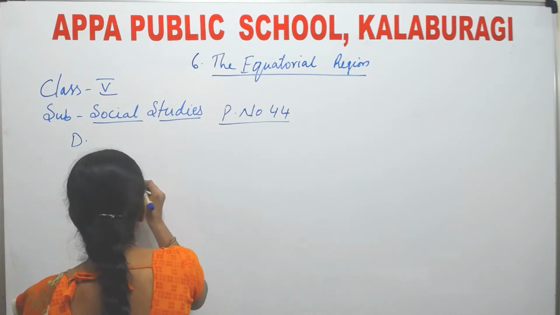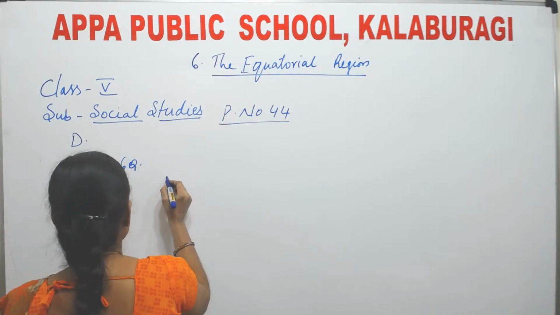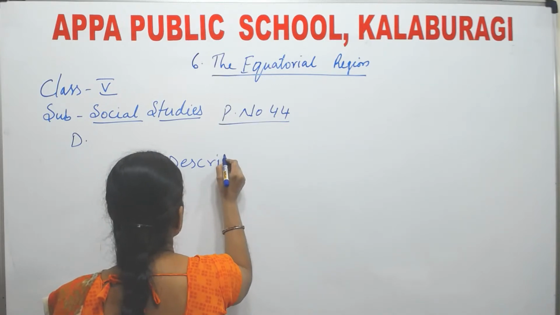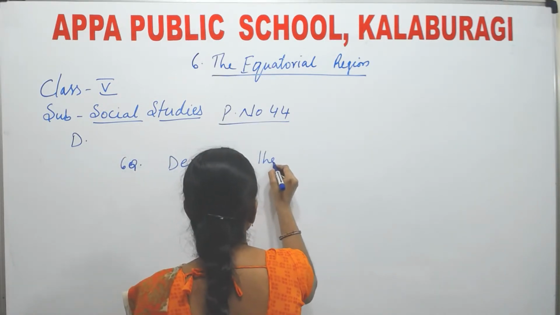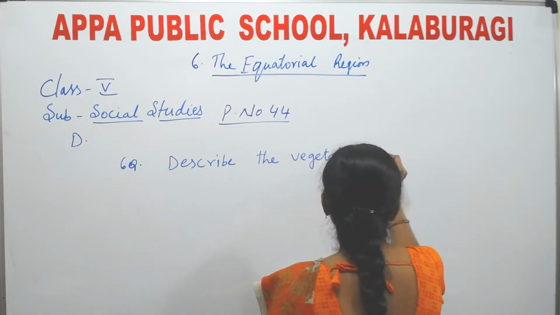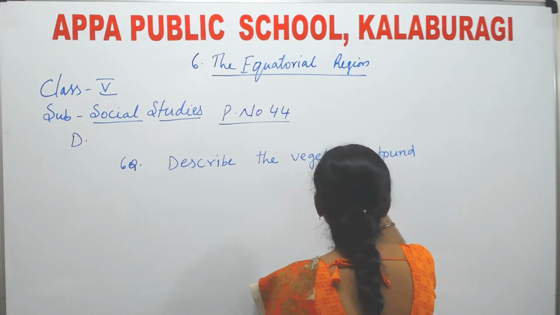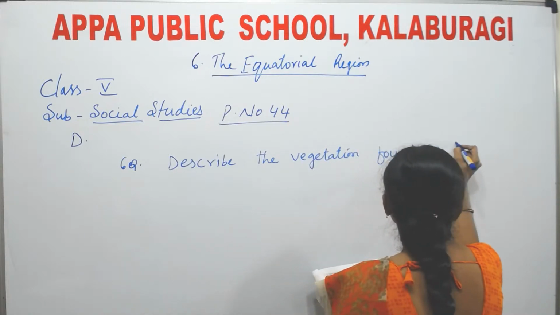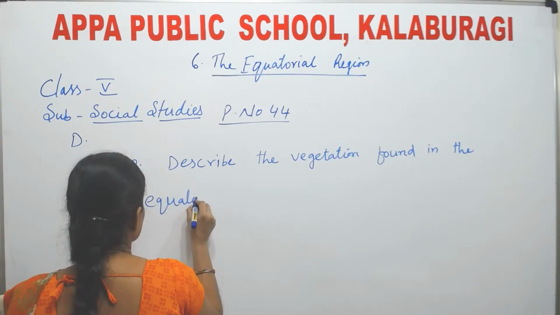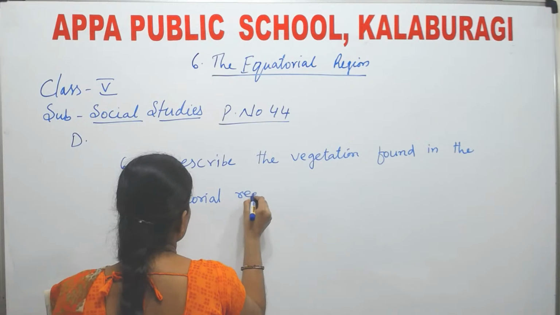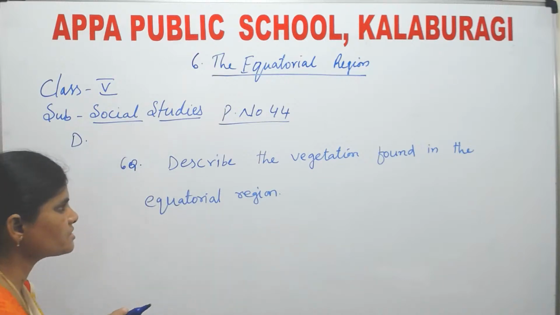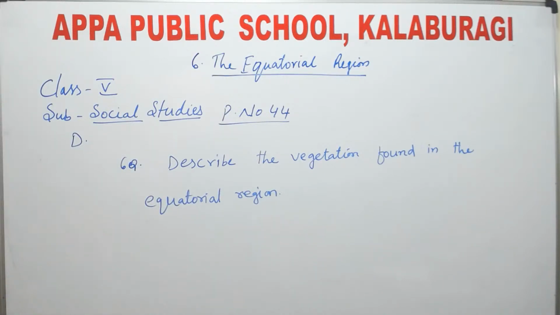Sixth question, describe the vegetation found in the equatorial region. Now let us see what type of vegetation is found in this equatorial region.